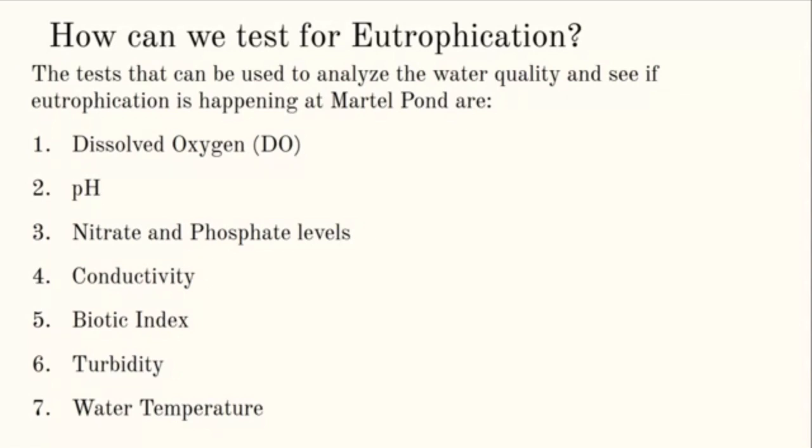And our investigation consisted of us testing for dissolved oxygen, which I've talked about, pH, which shows the acidity and basic level of the water, nitrates and phosphates, which are just measures of how much nitrogen and phosphate there are. Conductivity, which, as I said, is another way to measure dissolved solids in the water. Biotic index, and turbidity, which is a way to measure the non-dissolved solids in the water. And then finally, water temperature.